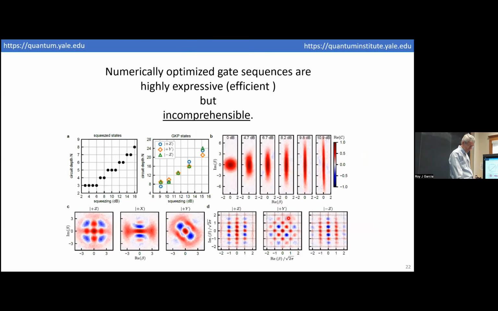So this numerically optimized gate sequence is highly expressive, it's efficient, takes very few shallow depths to do all of this. But it's totally incomprehensible. If you look at the particular circuit, why is it working? So we'd like to at least get a little intuition for how this control displacement instruction set works.